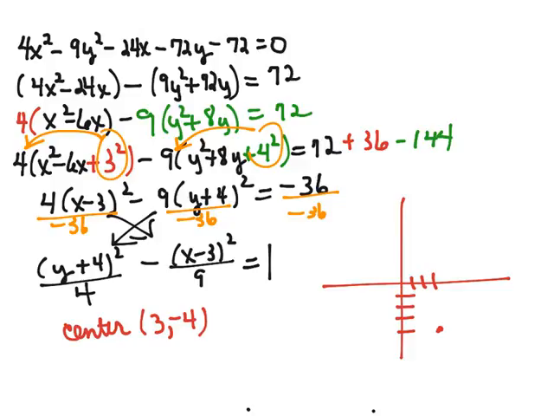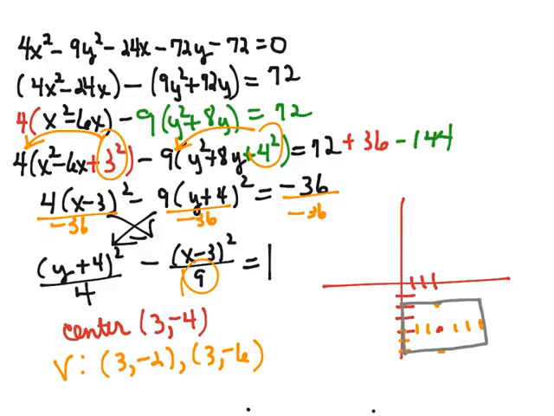And from that center, vertically we're going to find our vertices up 2 and down 2. So our vertices are going to be at 3, negative 2, and 3, negative 6. And horizontally, we have a 9. So if we move right, 1, 2, 3, and left, 1, 2, 3, we can make our little box that will help us to draw in our hyperbola.